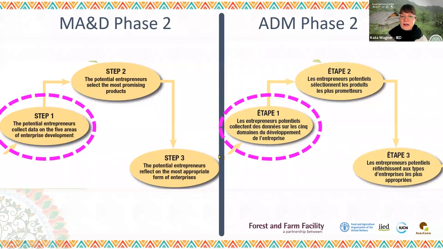And I would like to ask one of you to perhaps recount and tell us the story of how you implemented this first step of phase two, where the entrepreneurs collect data on the five areas of enterprise development. In particular, we're interested to hear whether you've encountered challenges and how you went about solving those. So the floor is yours.